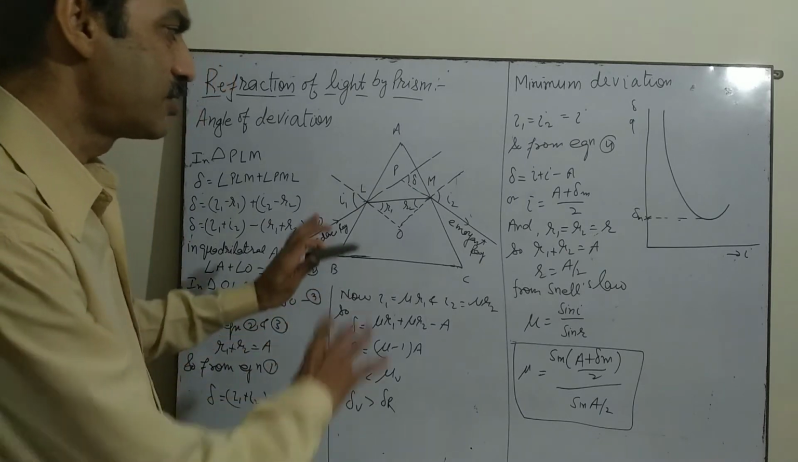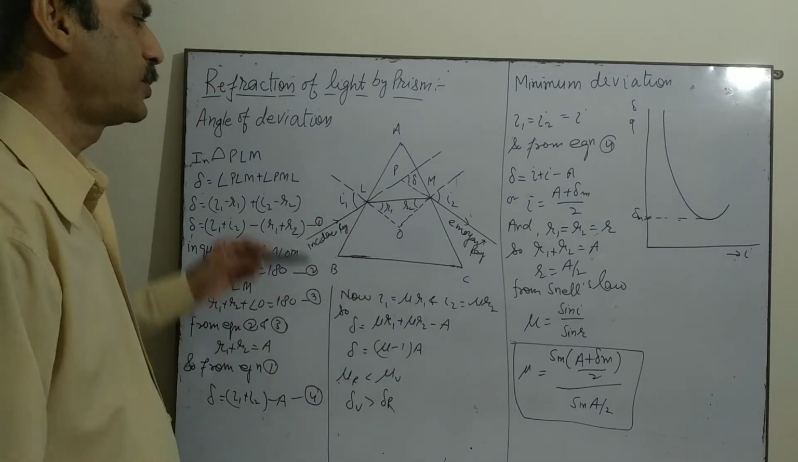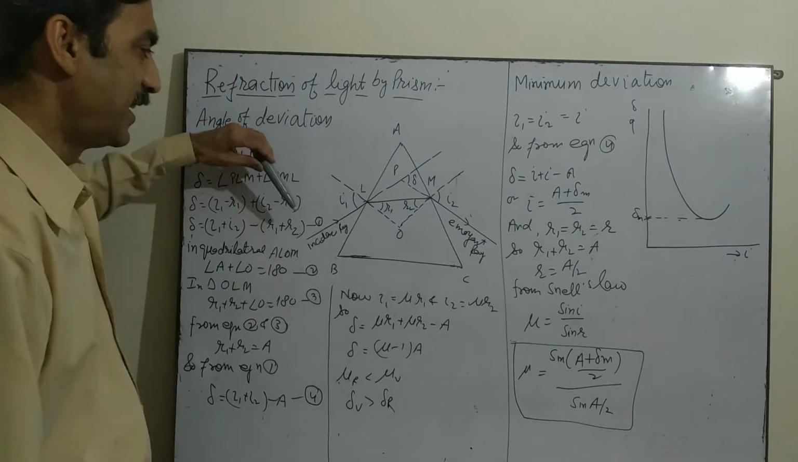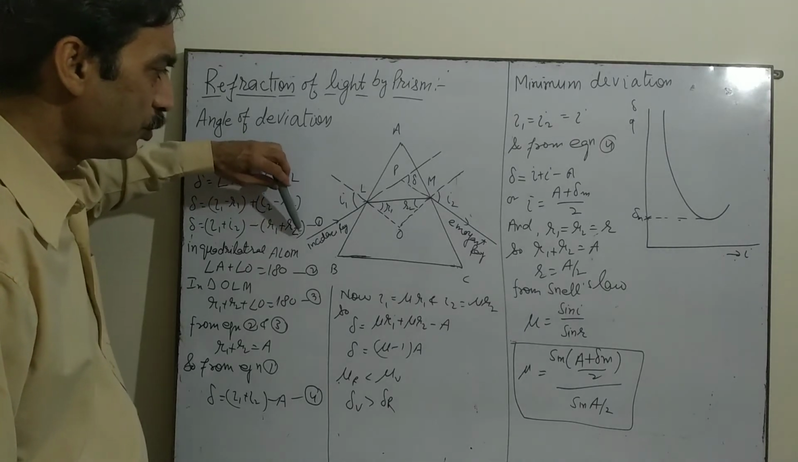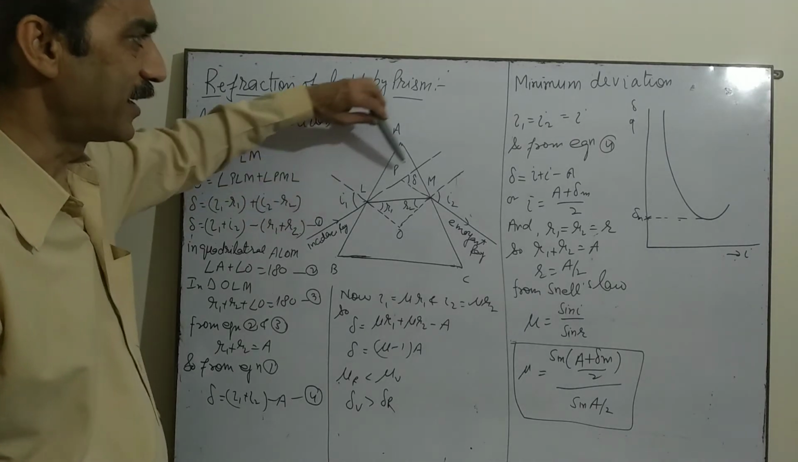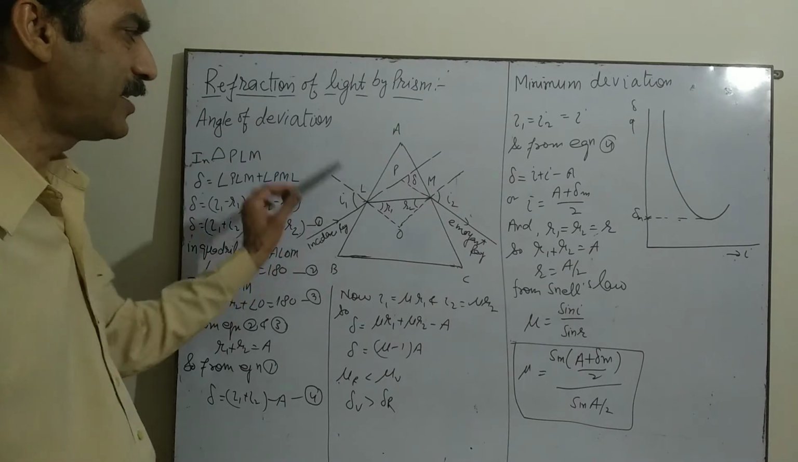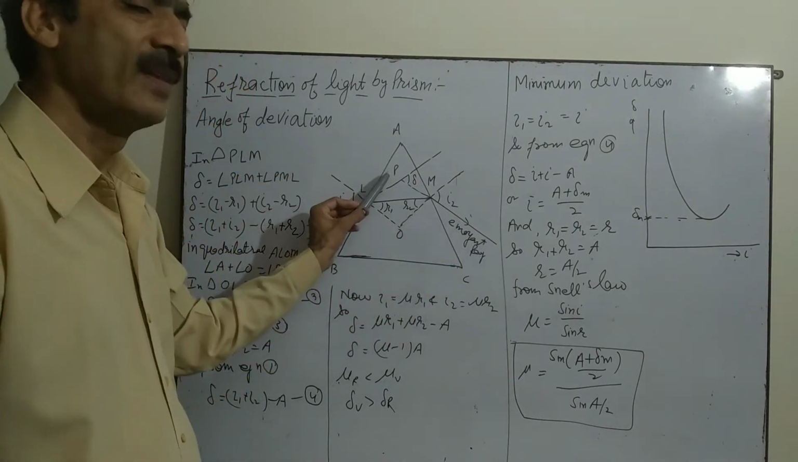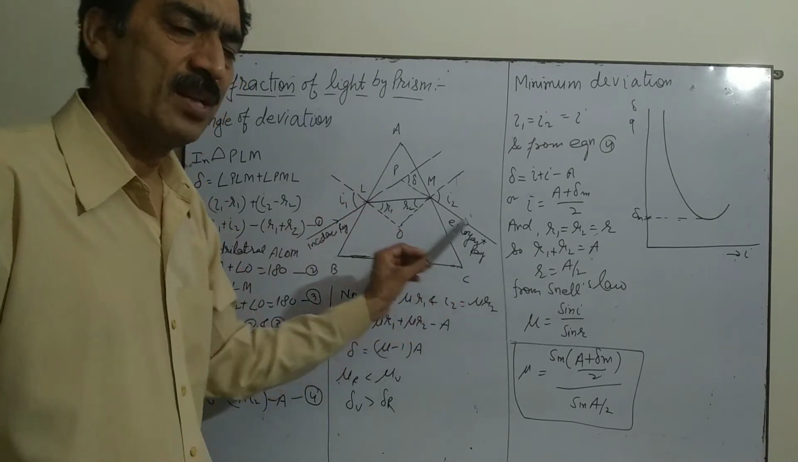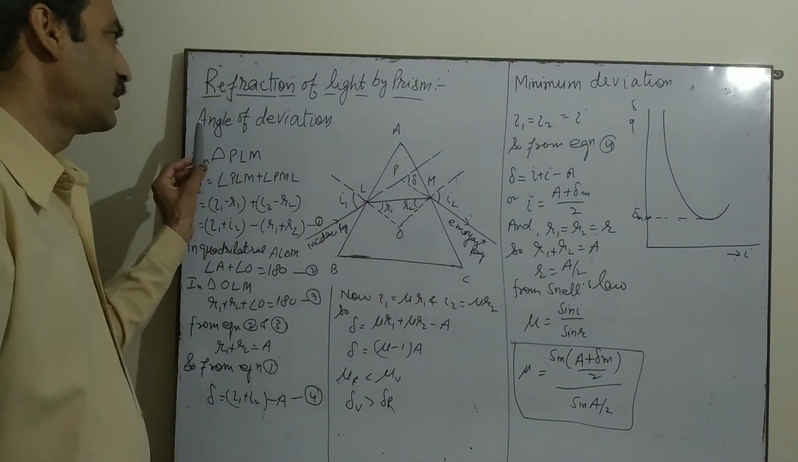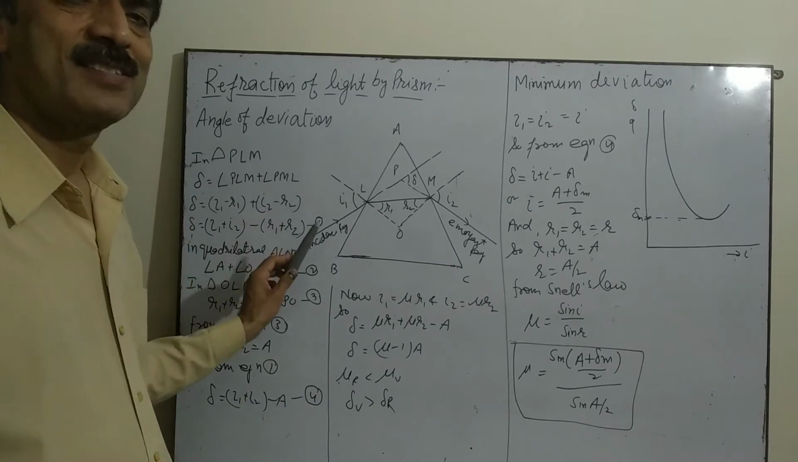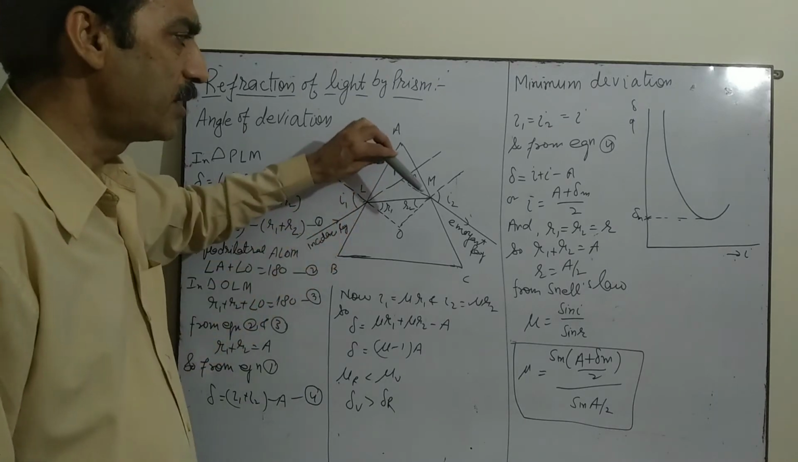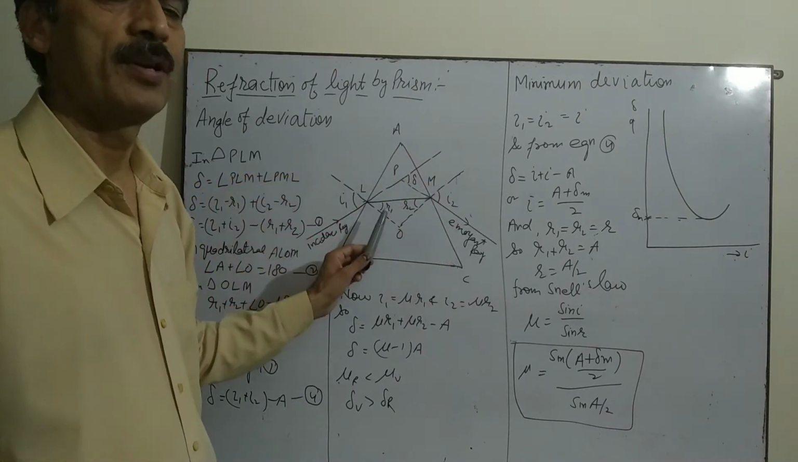Suppose there is no prism, then what should be the direction of incident ray? Incident ray should travel like that. This is the incident ray and if there is no prism, then the emergent ray should come from here. This is the emergent ray. So the incident ray bends to form emergent ray by a particular angle.